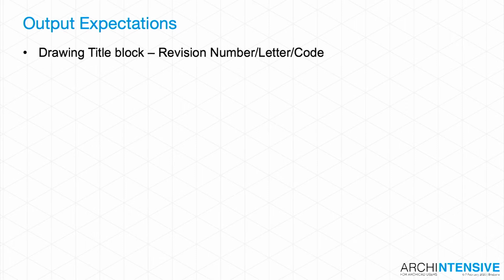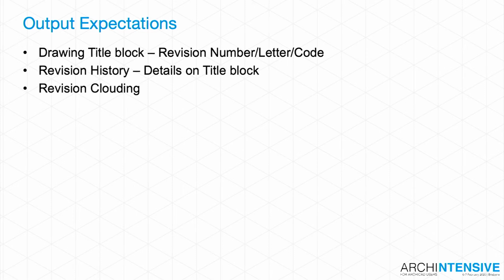So first of all, we've got the drawing title block. In the simplest scenario, we want to see a revision number, a letter or a code that represents that revision. We've got revision history, so details built into our title blocks. And some people, and this is all about flexibility, we're all doing things differently. So the irony is we're all going in the same direction, but we all want to do it slightly differently. Revision clouding, so actually having clouds on our layout sheets that identify to the people we're collaborating with that a change has occurred.